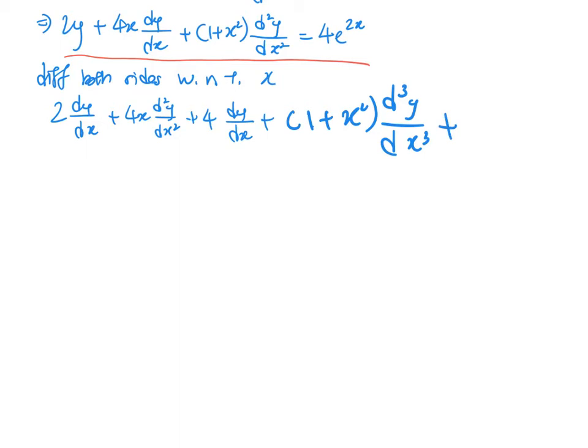plus 2x d2y/dx squared. Now that will be differentiating the left hand side of the expression underlined in red, and then similarly we'll also differentiate the right hand side of the expression, so it will be 8e^2x.